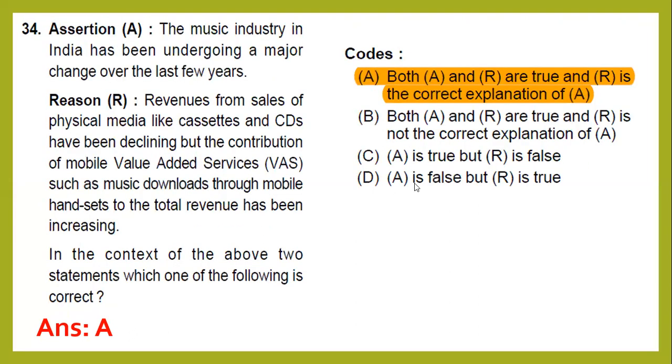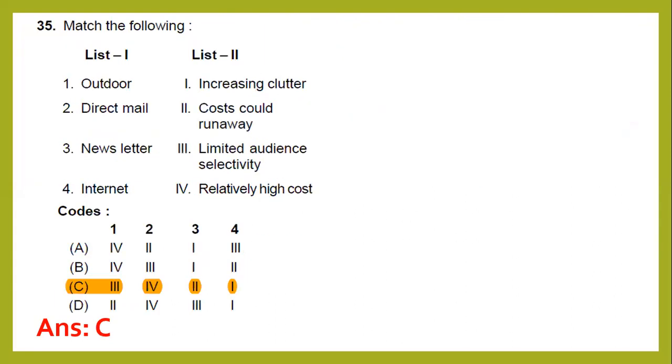34th question, assertion reasoning. The music industry in India has been undergoing a major change over the last few years. The reason is revenue from the sales of physical media like cassettes and CDs has been declining, but the contribution of mobile value added services, which is called VAS, such as music downloads through mobile handsets, to the total revenue has been increasing. So the correct option is A. Both A and R are true, and R is the correct explanation of A. So therefore, the correct answer is A for 34th question. Next, we go to the 35th question.